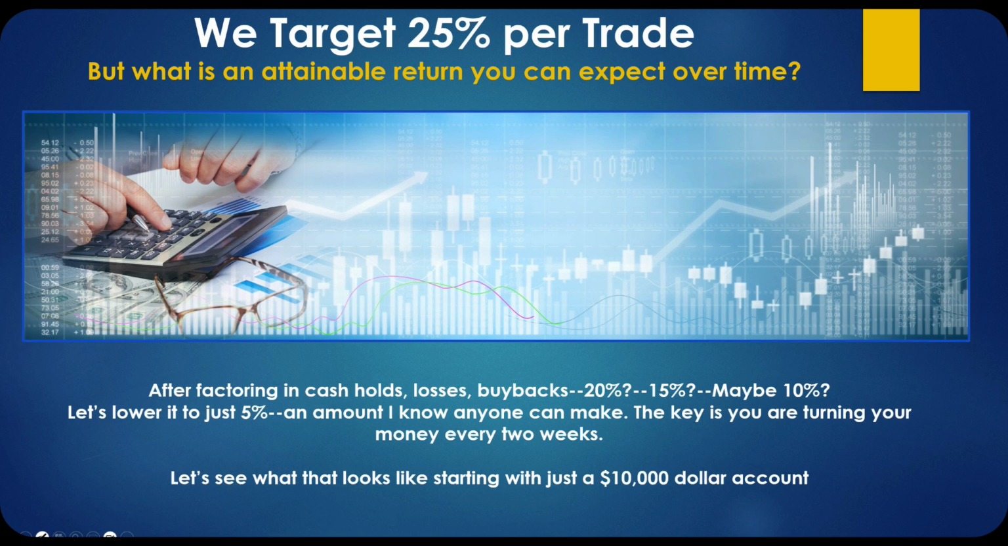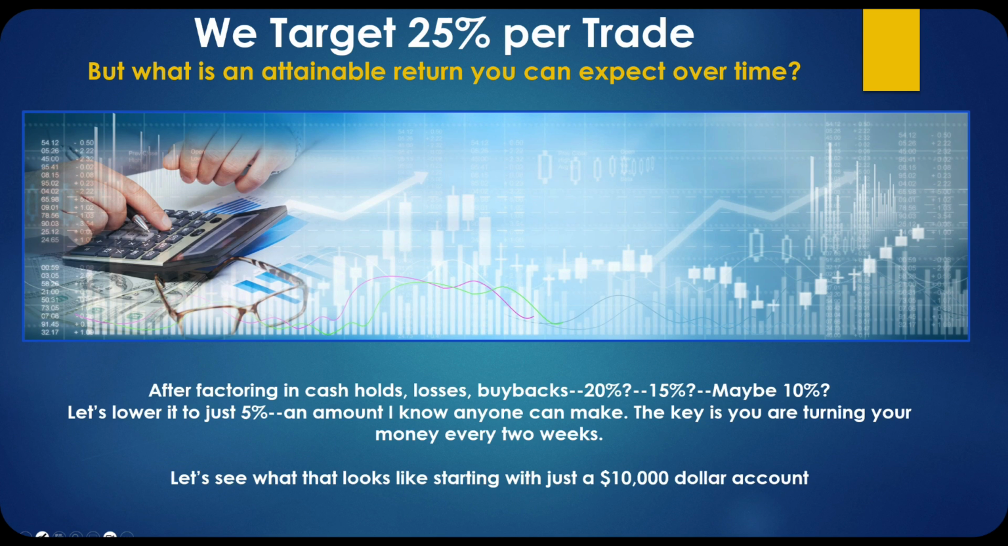We're shooting for 25%. Let's factor in some losses. Let's factor in some things that don't go right, other amounts of money we have to set back. Let's say all we can do is get 5% on our entire account. That's an amount I know anyone can make. And the key is you're turning your money. It's really every 10 days or so, but let's call it every 2 weeks to make it even more realistic.